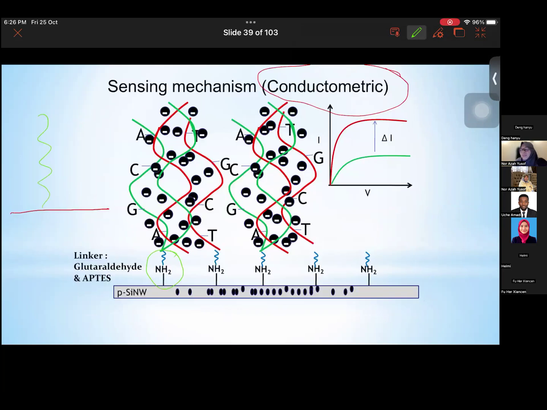That is the usage of the linker, because we need to put it standing up. If the DNA lies down, then the process of hybridization is very difficult. Okay.